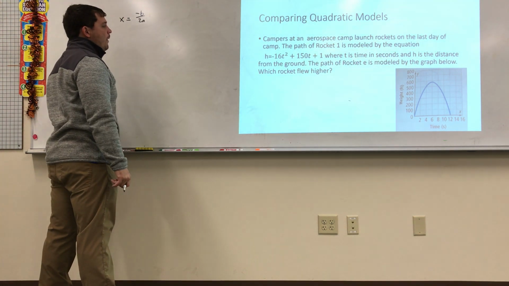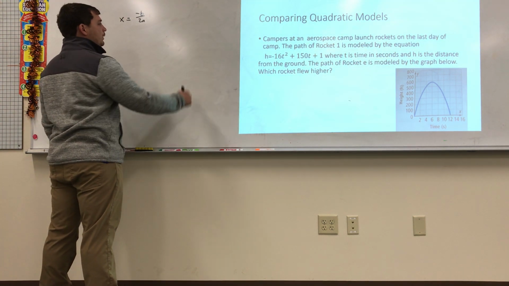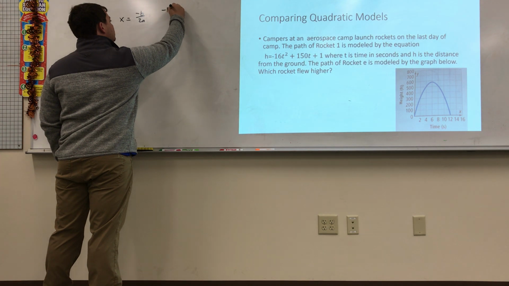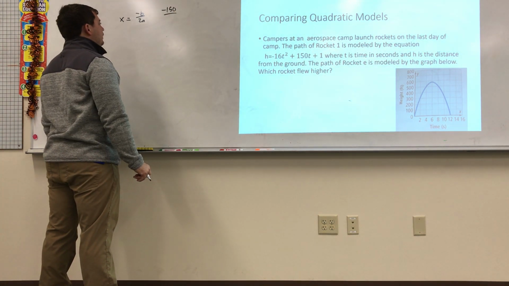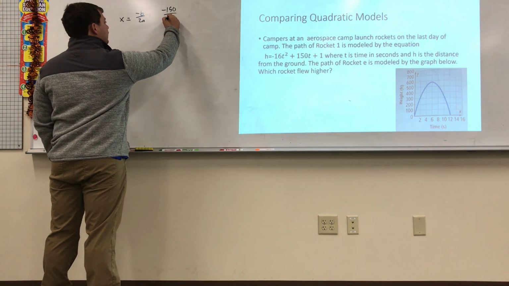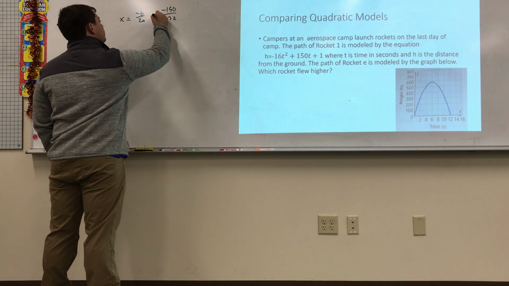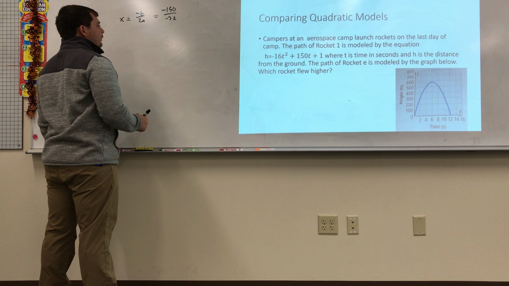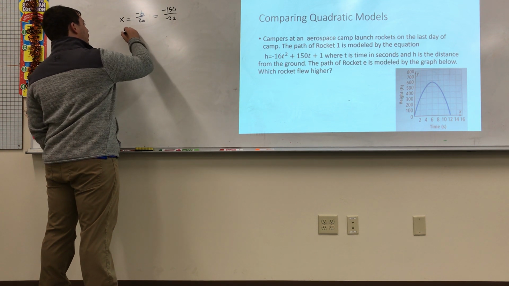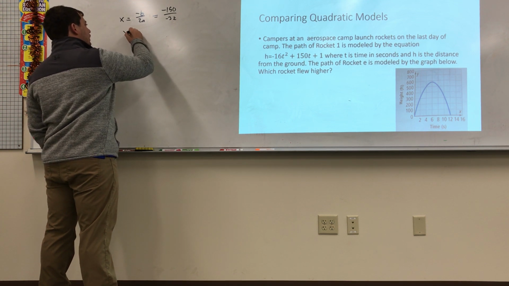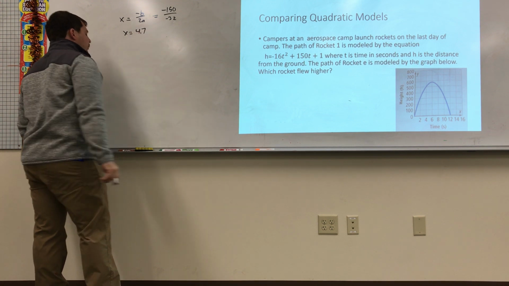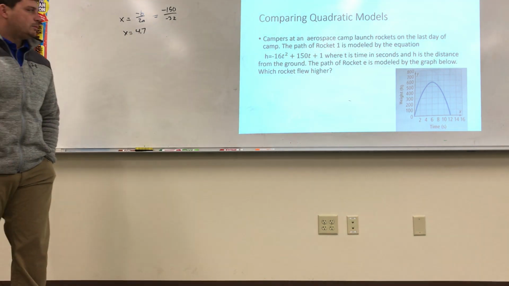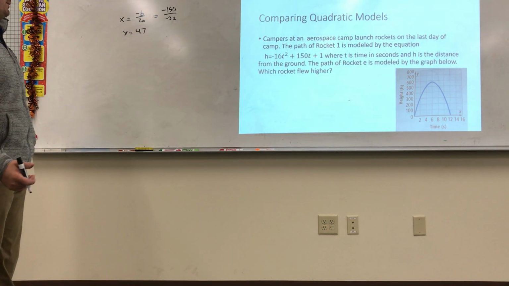B is 150, and A would be -16, so we get -32 down here. We divide that, and if I recall, it is 4.7, rounded. So we have that now.